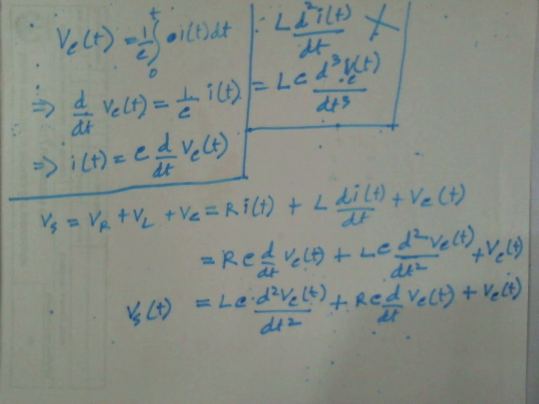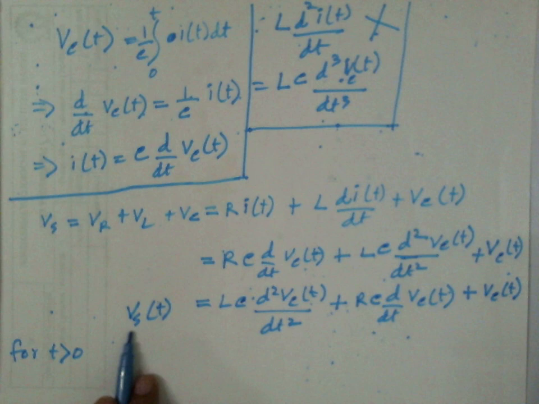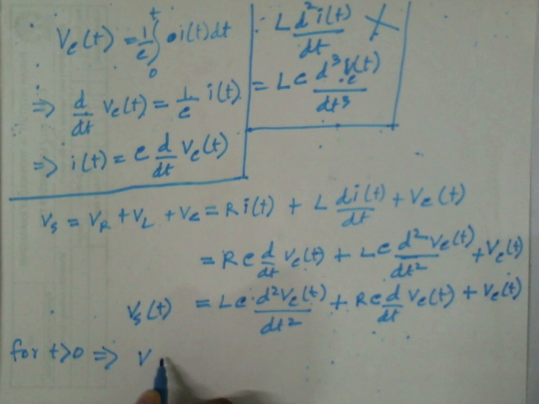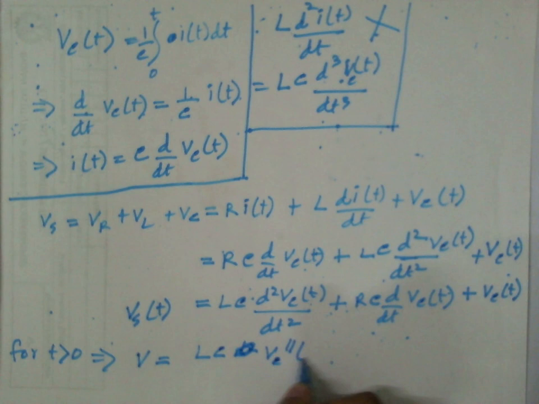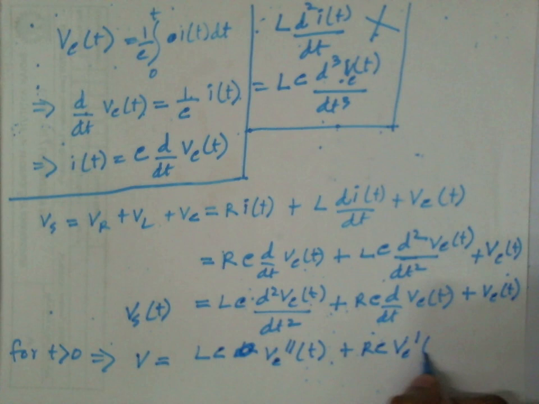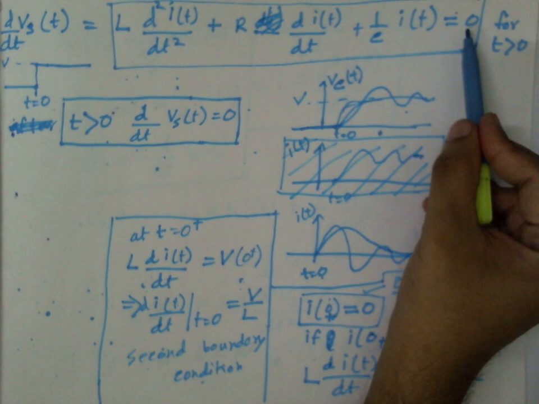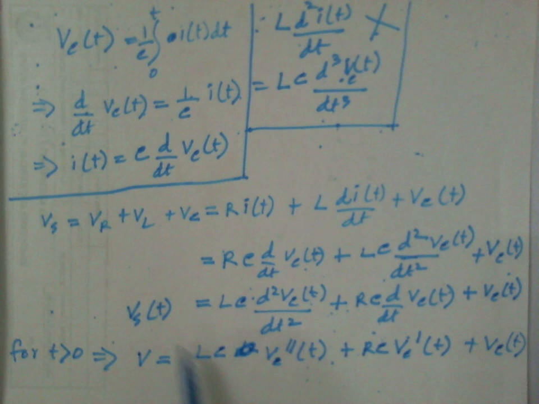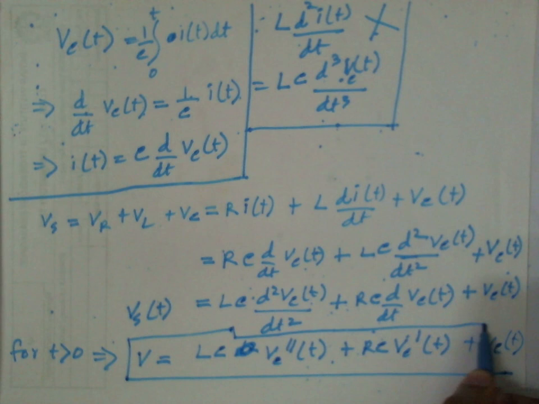Now for t greater than 0, this is equal to a constant V. So V is equal to this entire term: LC times VC double prime(t) for the second derivative, plus RC VC prime for the first derivative, plus VC. Now in this case, this is equal to a constant and not equal to 0, unlike the current differential equation, where we had the derivative of voltage, so it was 0. In this case it is not equal to 0. So this is the differential equation for the output voltage, or capacitor voltage.